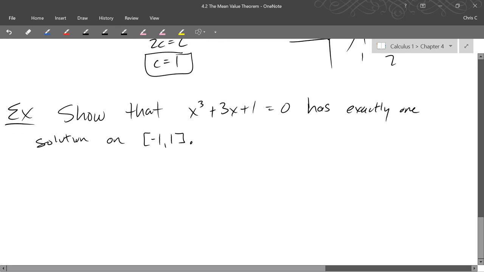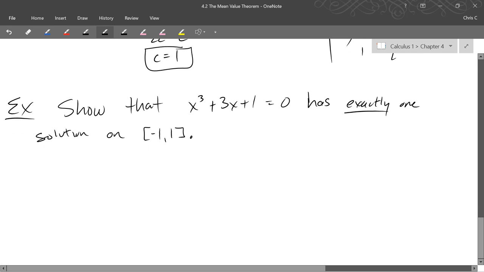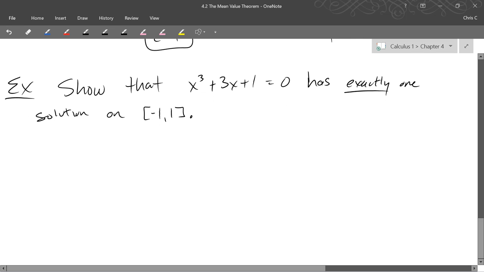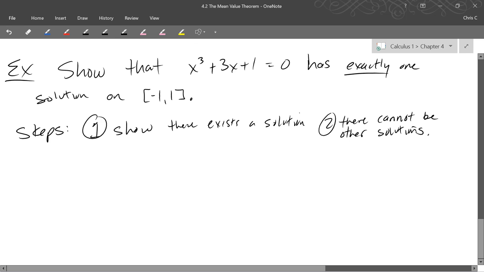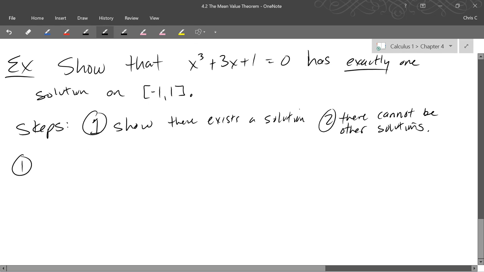So there's two parts to this question. Now that we have this word exactly 1, that means not 2, not 0, but exactly 1. So we need to first show there is a solution, and then afterwards show that there's not a second one. And then 2, there is no more than 1. So there cannot be other solutions. So we'll do step 1 first, show there exists a solution.